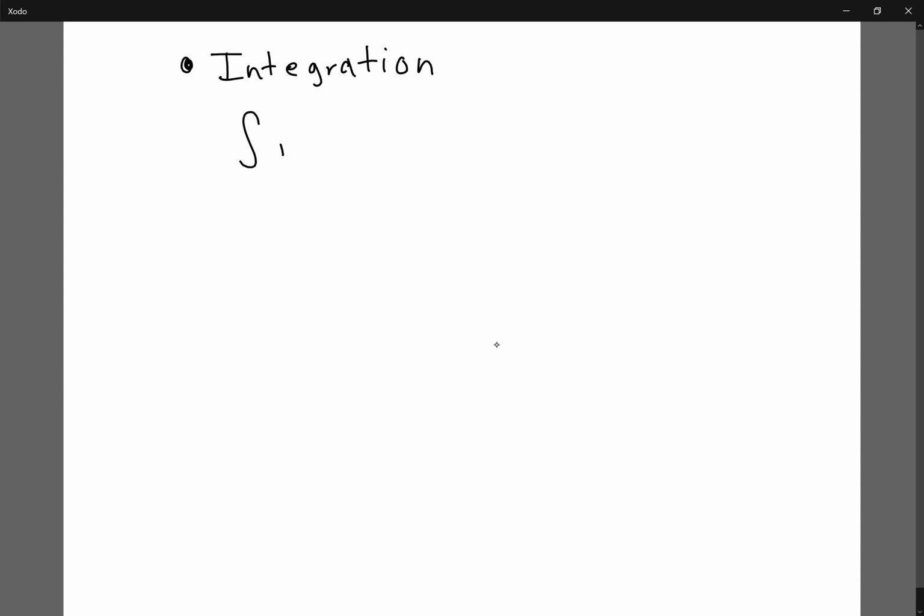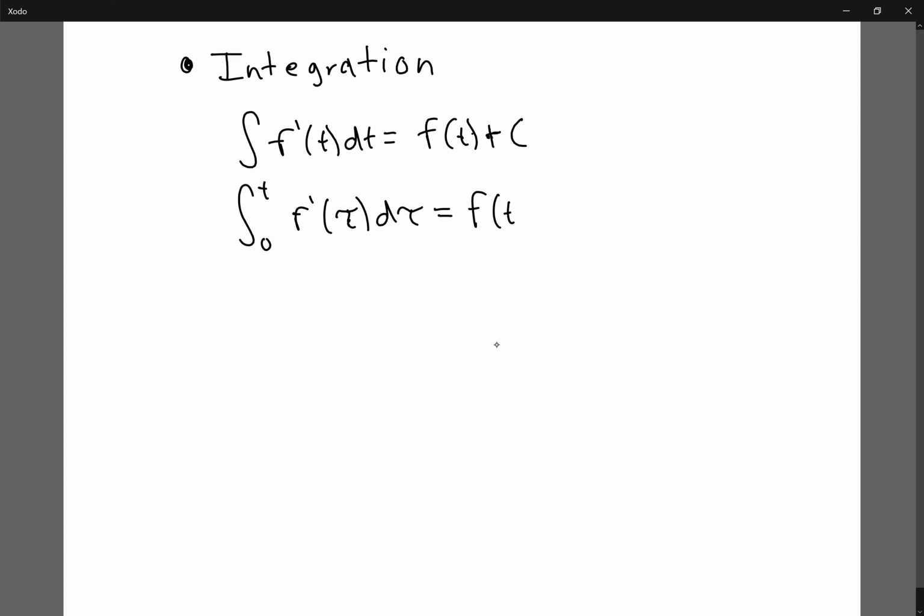And we know from calculus that the antiderivative of f prime of t dt is always just the original function plus a constant. Or if we want to use a definite integral, the integral from 0 to t of f prime of some dummy variable tau d tau. And this comes from the net change theorem, but you can show that this is just f of t minus f of 0. So you can use either antiderivatives or indefinite integrals or definite integrals in the second case to get rid of derivatives. And so for certain differential equations, we can just integrate directly to find the solution.